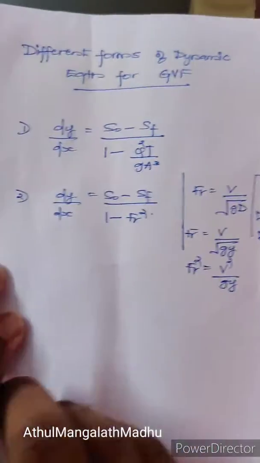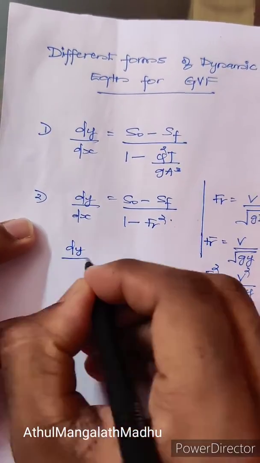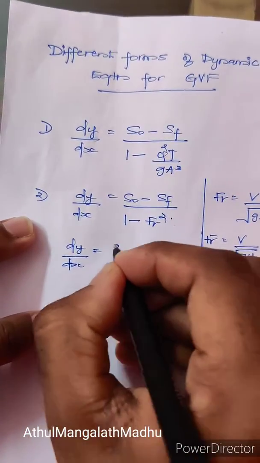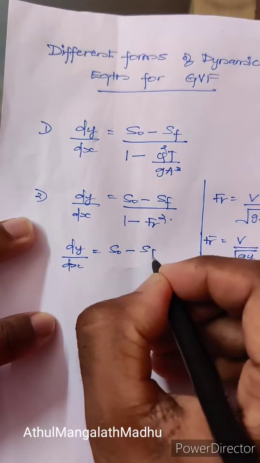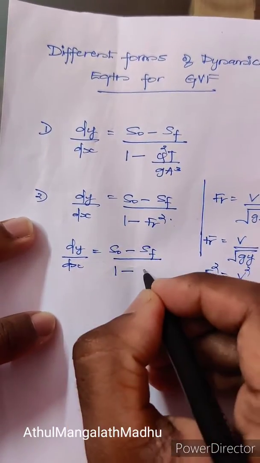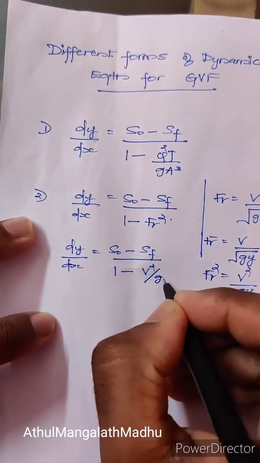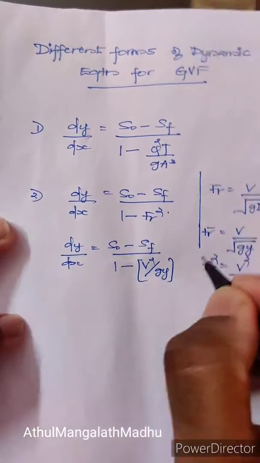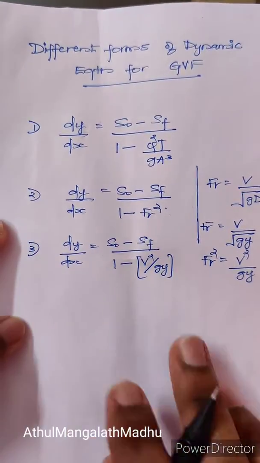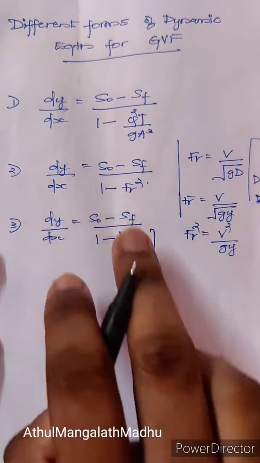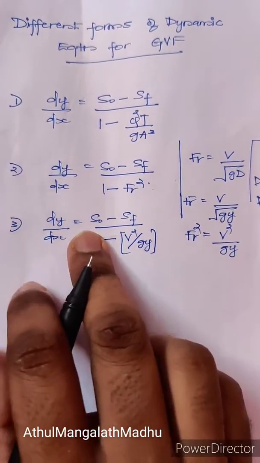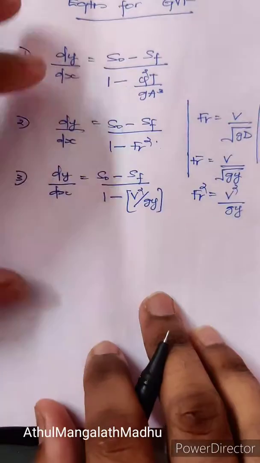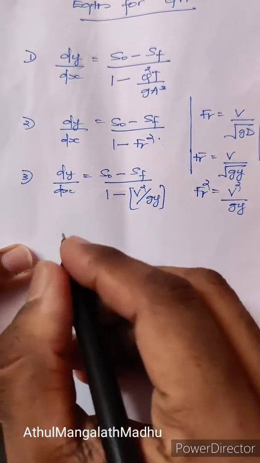So if I substitute it here, this equation becomes dy by dx is equal to (S naught minus Sf) divided by (1 minus V square by g y). This is yet another form, I'll say this is the third form. Now coming to Sf: S naught will generally be given in the question. Now how to calculate Sf? So there lies a question.